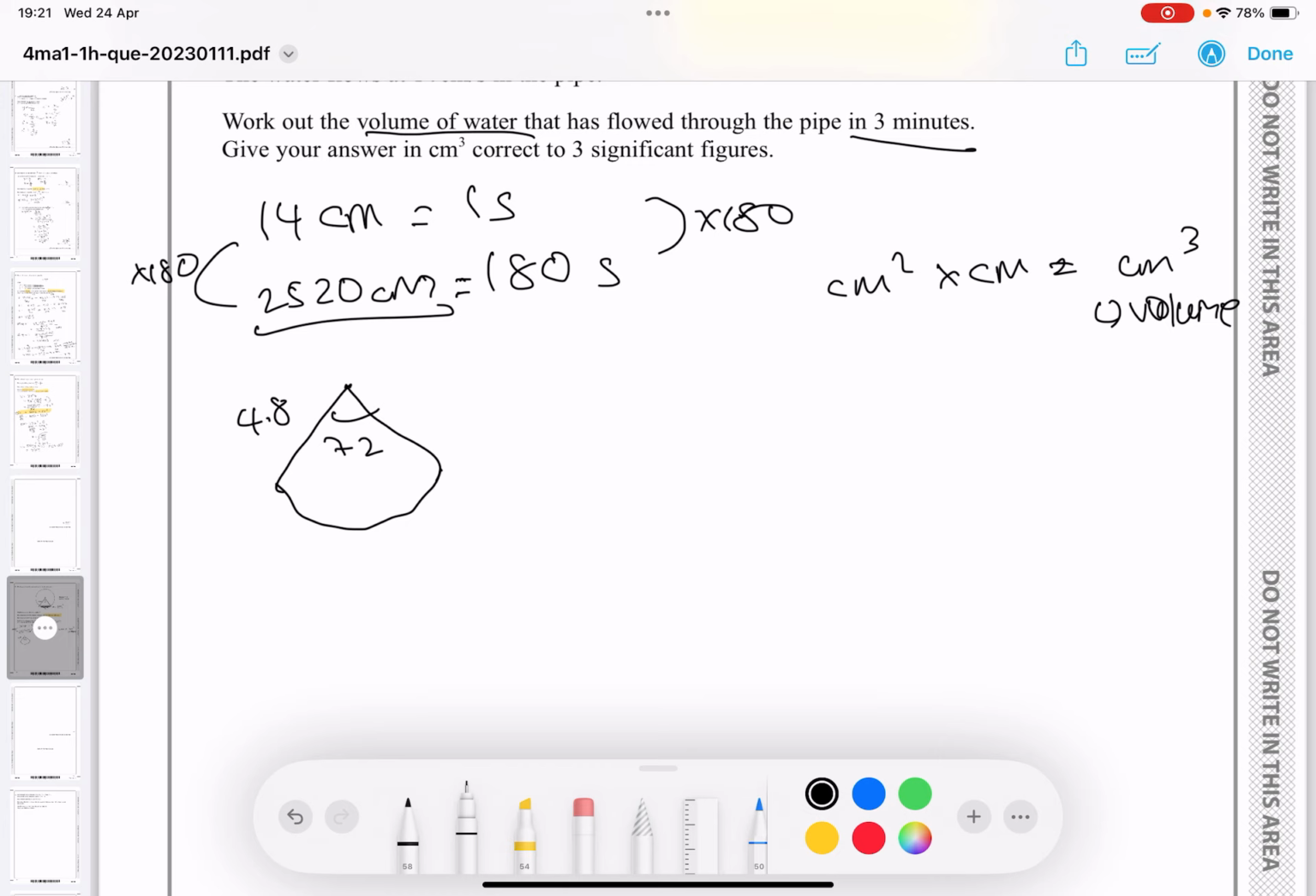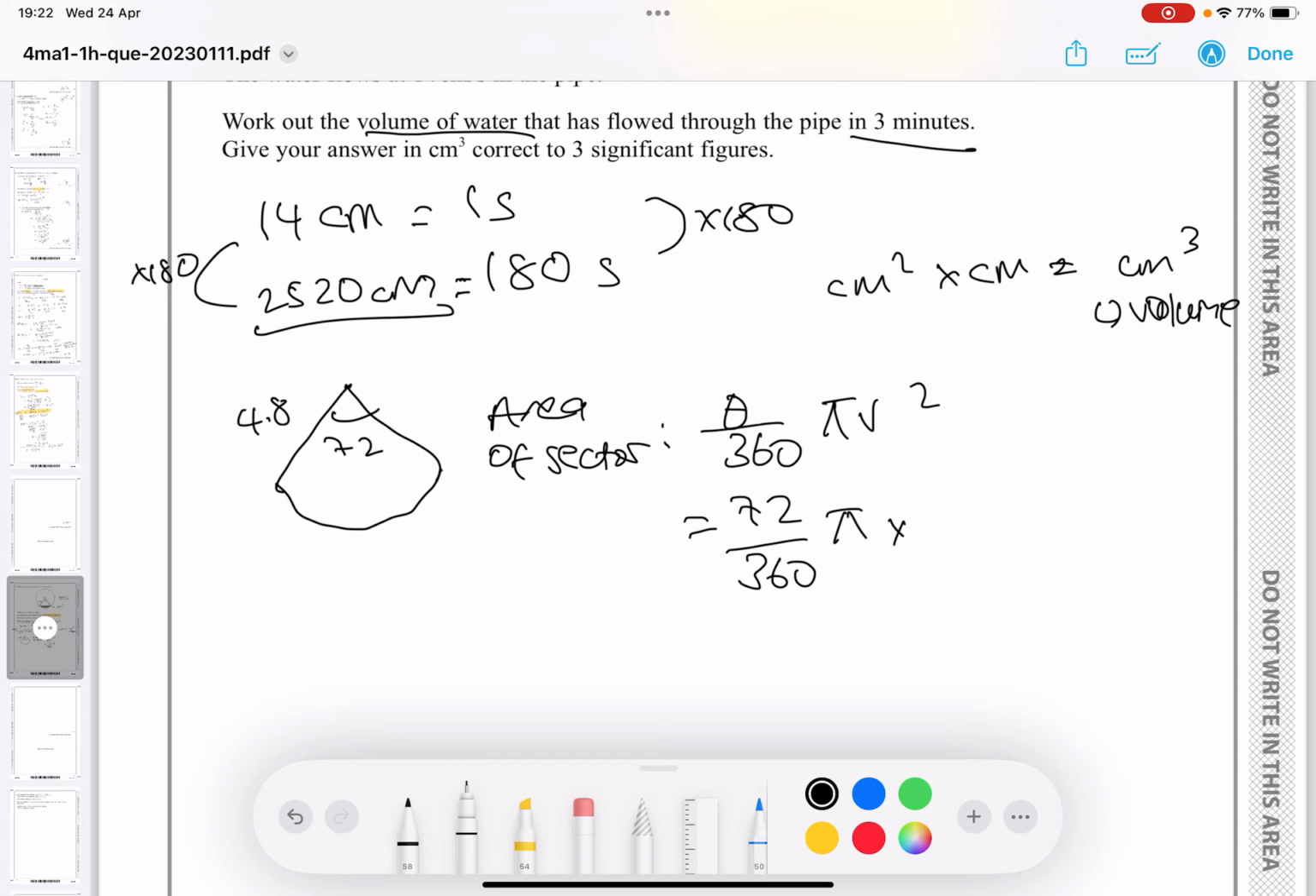4.8. Now, the area of sector. So this is a formula you need to learn. I don't think they give it to you. Theta over 360 pi r squared. Okay, theta in this case is 72 over 360 pi times radius squared. So the radius is 4.8.